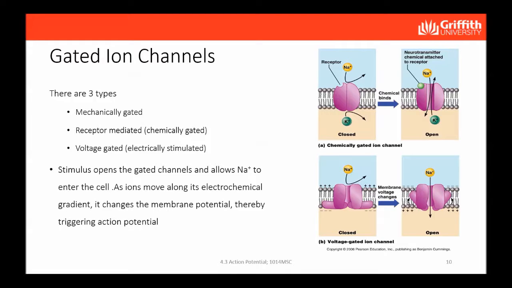When gated ion channels open, sodium ions diffuse quickly across the membrane. These ions, flowing along their electrochemical gradient, are responsible for all the electrical events in a neuron. The flowing ions create electrical currents and voltage changes across the membrane, thereby generating action potentials.